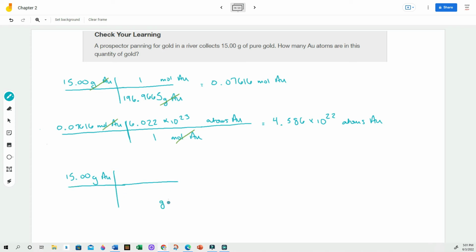Again, we want our grams of gold to cancel. We're going first to moles of gold using the molar mass. So that is a 1, and this is a 196.9665.